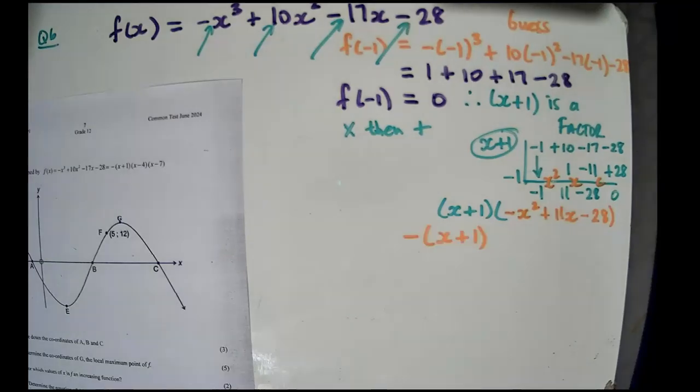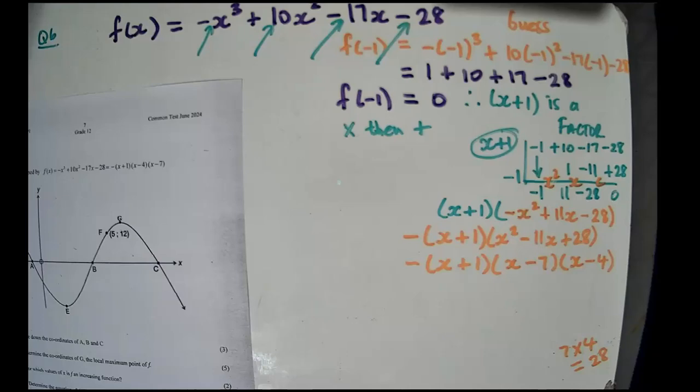Take out a negative so that this can become positive. It will become a positive x squared, a negative 11, and a positive 28. Take out a negative so that it's easy to factorize. So now we have to factorize this trinomial. Looking at factors of 28, think of two numbers that can give you 11 with the same signs. That'll be minus 7 and minus 4.